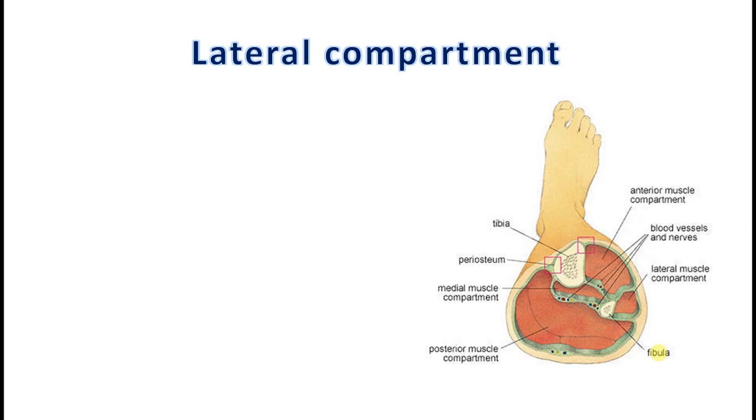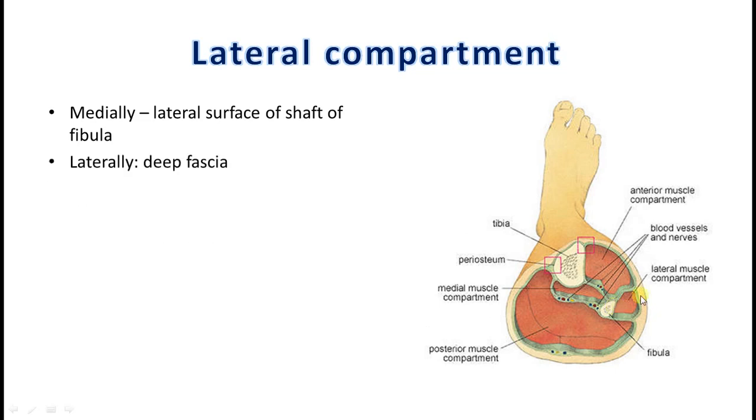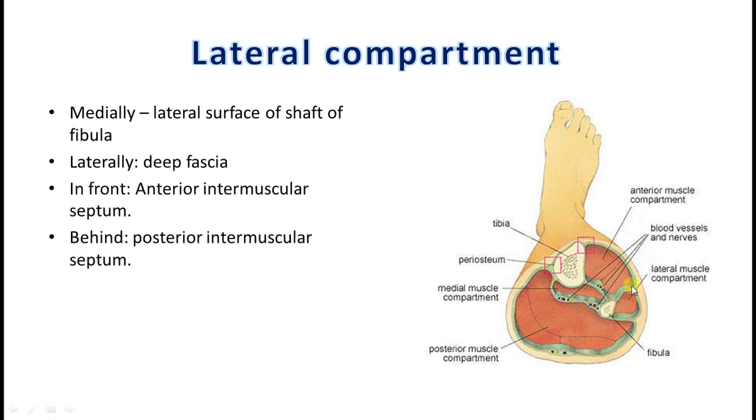We will come to the lateral compartment. Nothing much, it is a very short compartment. The boundaries of the lateral compartment, you are able to see here. It is bounded medially by the lateral surface of the shaft of the fibula, anteriorly by the anterior intermuscular septum, posteriorly by the posterior intermuscular septum, and laterally by the deep fascia or the fascia cruris. So medially the shaft of the fibula, the deep fascia laterally, anterior intermuscular septum in the front, and posterior intermuscular septum.